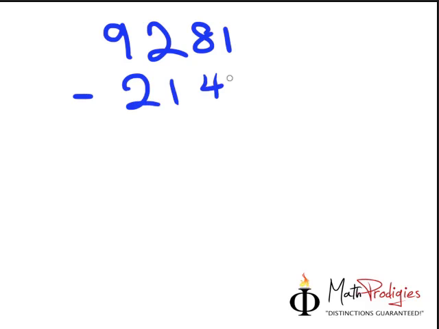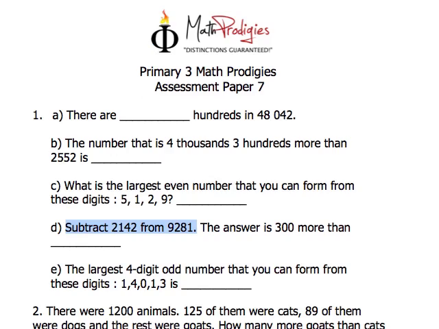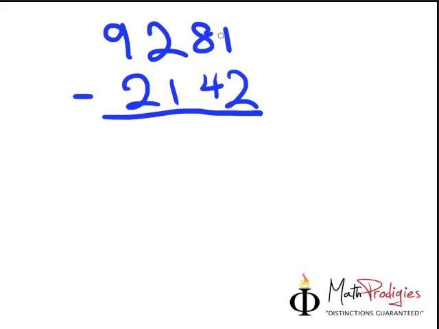So 9281 is the bigger number, minus 2142. Let's take a look. Is it correct? Yes, minus 2142. So 1 minus 2 cannot. You cancel this, you get 7. I'm going to use a red pen to make sure that it's visible. So here cancel, you get 7.